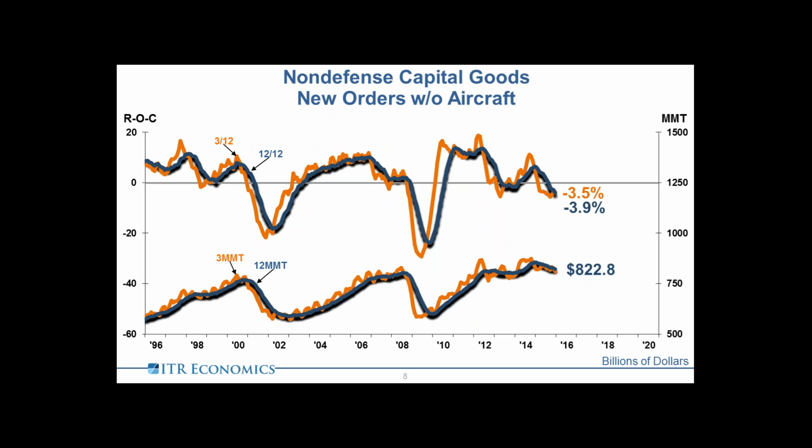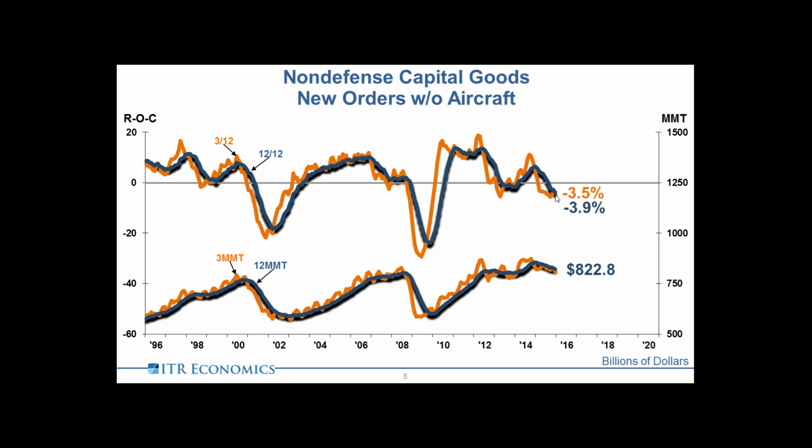Non-defense capital goods new orders is another series which I believe is very important to MTI and is a leading indicator to your business. This particular series represents the business-to-business activity in this country. And what you can tell by looking at this chart, which shows the rates of change in the top portion of the chart and the 3-month and the 12-month moving totals in the bottom portion, is that this series is actually in recession right now.